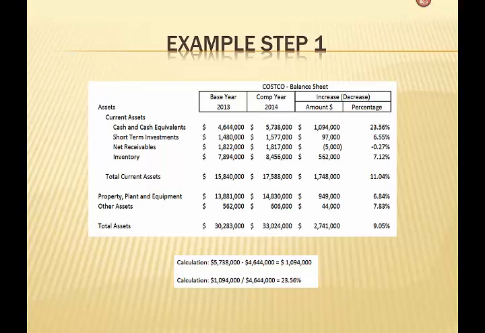All the rest of these on each and every line are calculated the exact same way, so that you can see for Costco, for their current assets and their long-term assets, which starts there at property, plant, and equipment, you can see their change from one year to the next. And what's nice about this is that for Costco at least, their cash is what has gone up significantly during that period of time, which is a good thing.